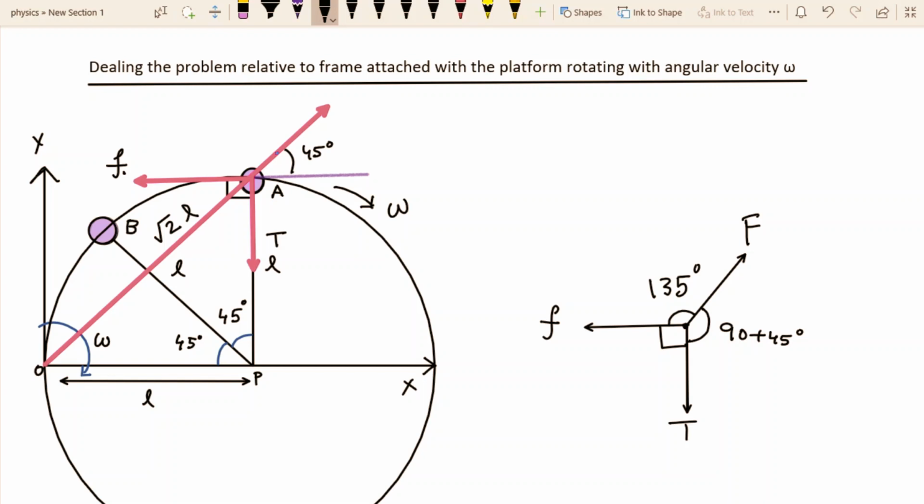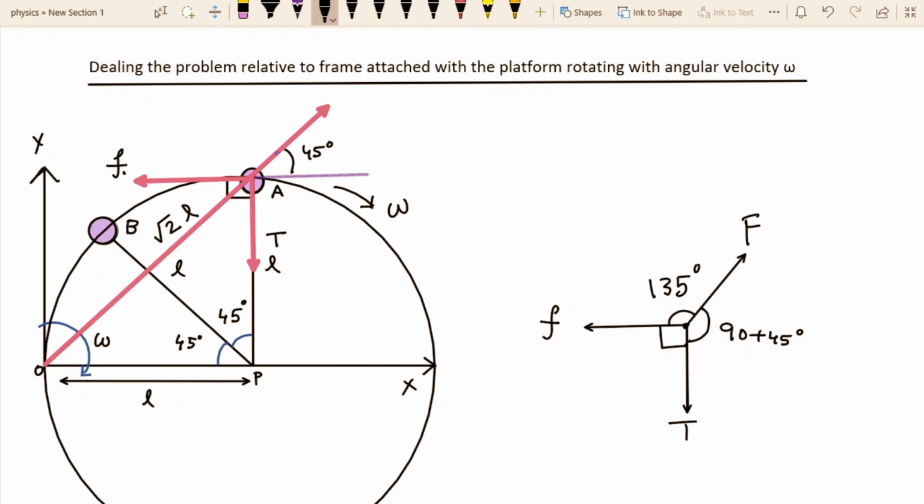Okay, and the frictional force is acting in the backward direction, because you can clearly see the entire platform is rotating with angular velocity omega. So the disk will have a motion tendency, and definitely the frictional force will oppose the direction of motion. The frictional force direction shown here is tangential to the circular path of radius L, and it is opposing the motion of the disk.